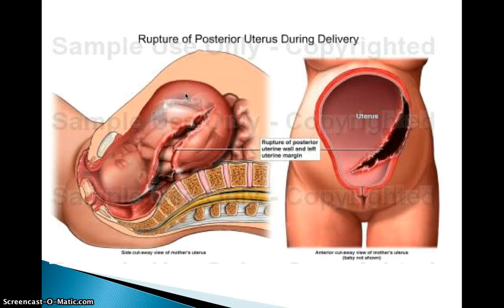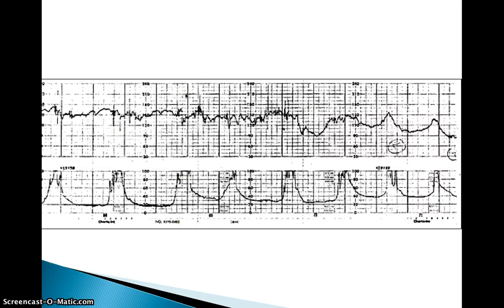This is showing a picture again of what's happening during a rupture. Again, your patient with a classical incision is most at risk. This is showing absence of fetal heart tones.